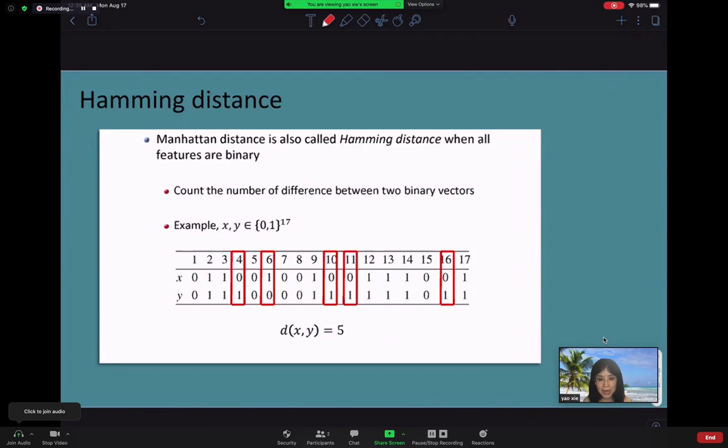In general, the Manhattan distance is also called the Hamming distance when the features are binary. It's basically counting the number of entries that are different. For example, you have 17-dimensional vectors x and y, as you can see. The Hamming distance between these two is going to be 5, the total number of entries that differ from each other.